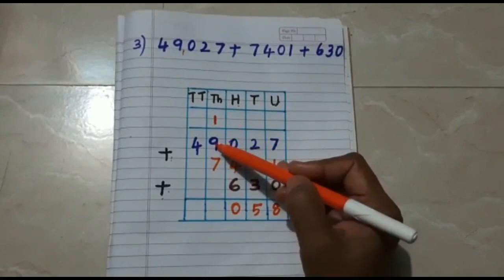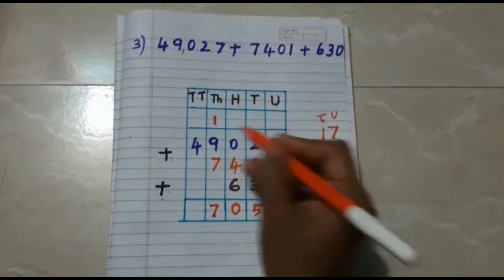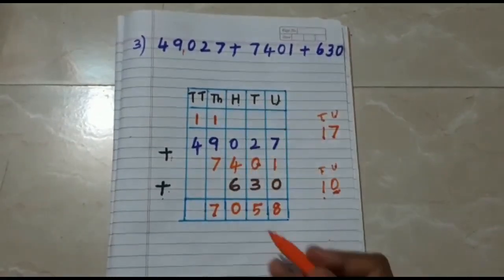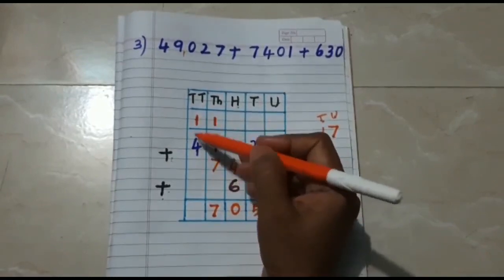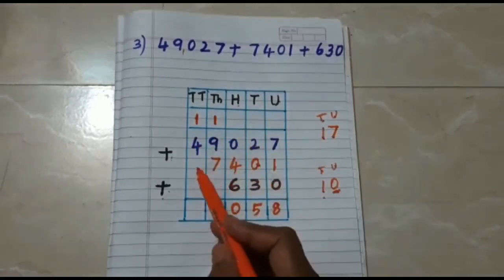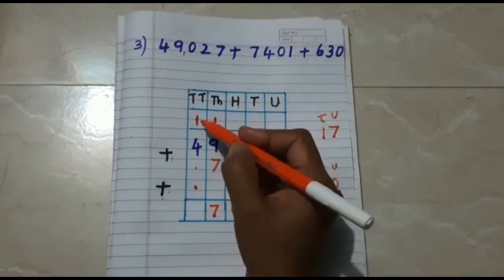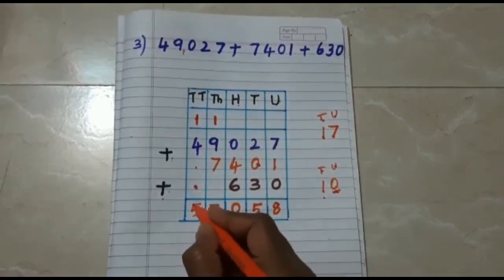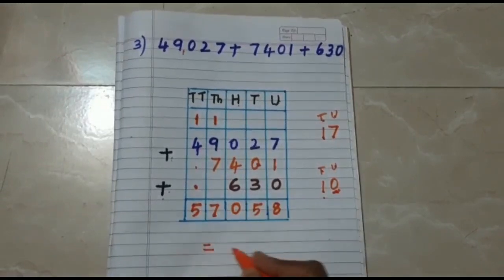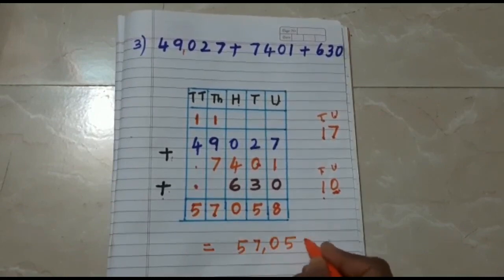So 1 plus 9 is 10. 10 plus 7 is 17. I write 7 in the place and this 1 I'm going to carry over here. Now I'm going to add this 1 with the 4. So 1 plus 4 is 5. Here we don't have any digits corresponding to 10,000. So what we will do? After adding 1 plus 4, we get 5. So this 5, we bring it directly over here. So our final sum is 57,058. Followed?